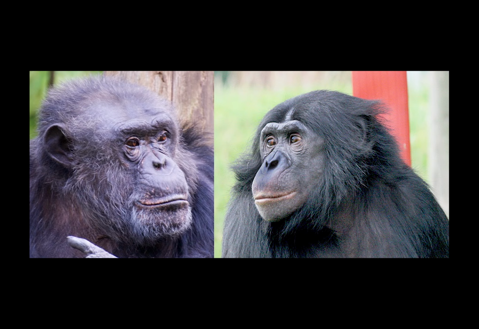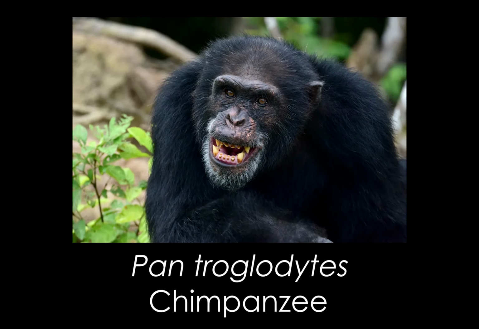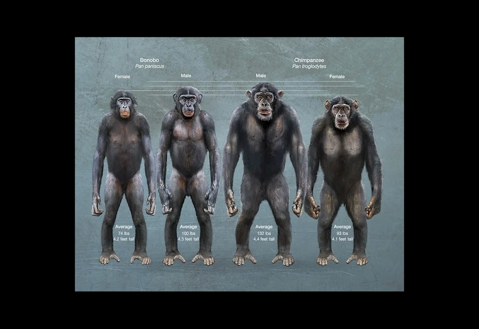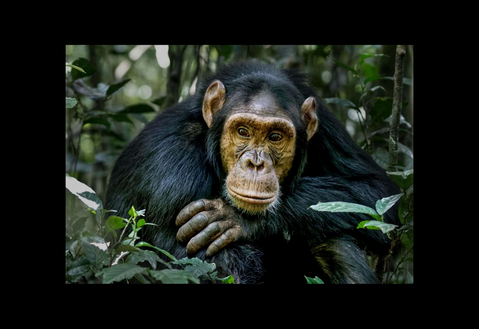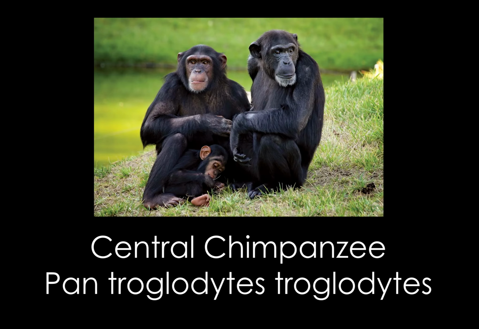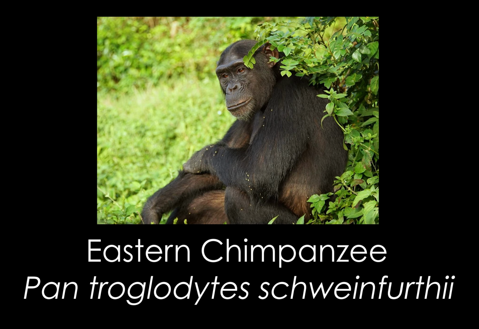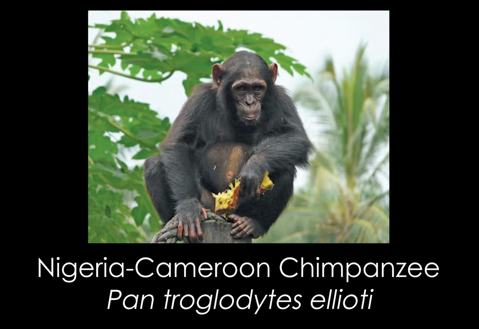Chimpanzees are members of the genus Pan. This genus contains two extant species, the bonobo and the chimpanzee. These two species have been separated by the Congo River for over 2 million years, with no gene flow between them, also becoming polar opposites in how they behave. Then, last time, I promise, chimpanzees can be divided into 4 distinct subspecies, the western chimpanzee, the central chimpanzee, the eastern chimpanzee, and the Nigeria-Cameroon chimpanzee.